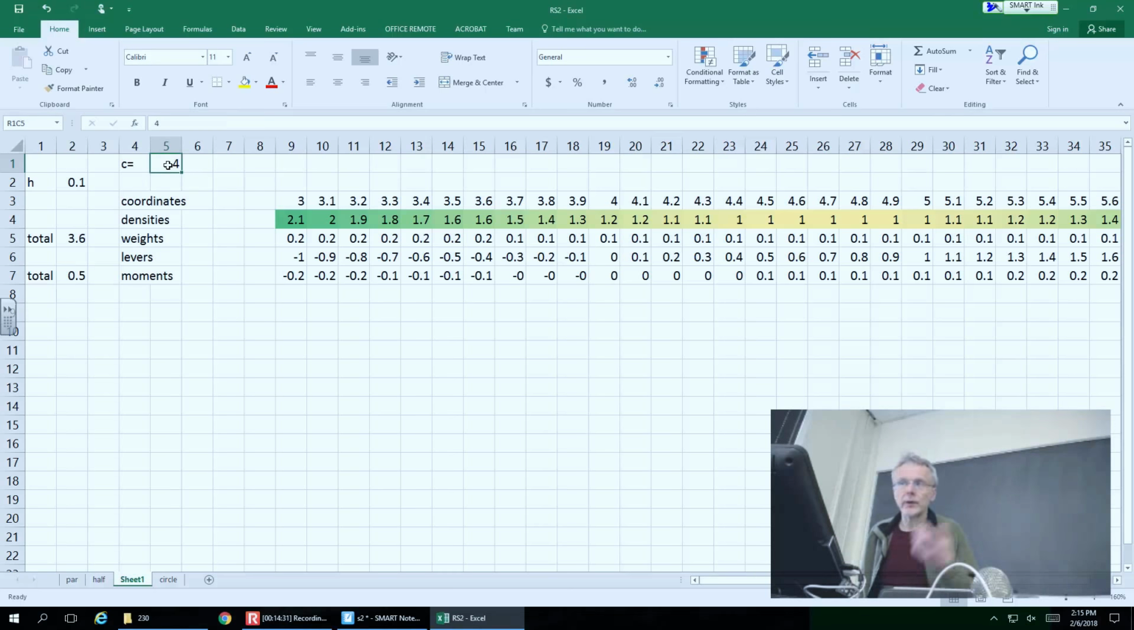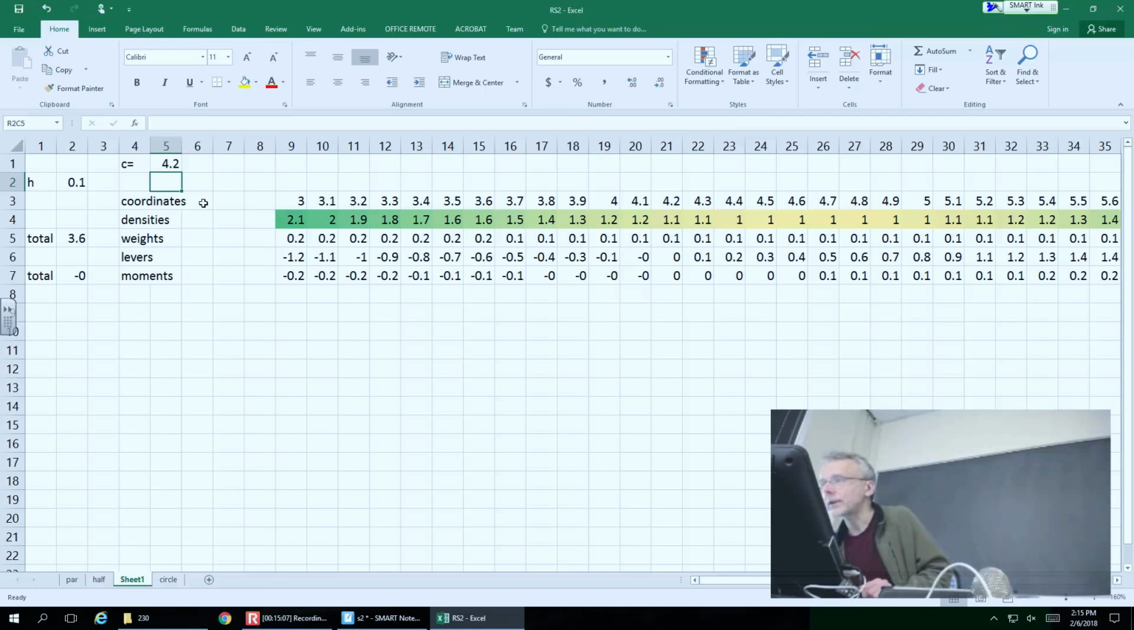I could try, by trial and error, to actually find the center of mass. So replace 4 with what? Suggest something. 4.2. Okay, 4.2, negative 0.2. Now it's tipping to the left, but not as hard. So 4.1 seems natural. Okay, so increase more, 4.15. Well, close enough. Okay, 4.15 is indeed the center of mass.